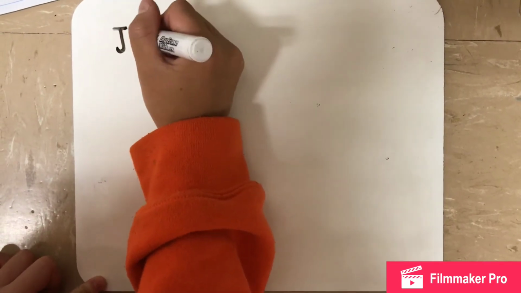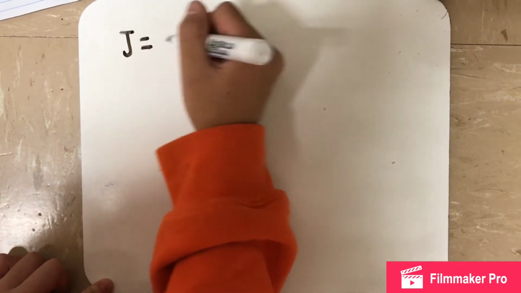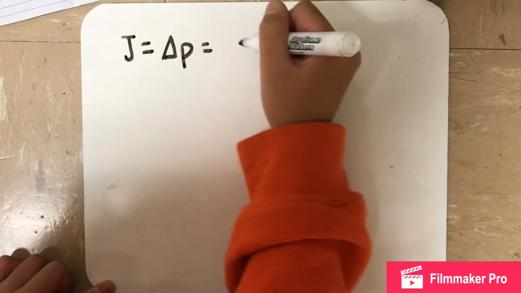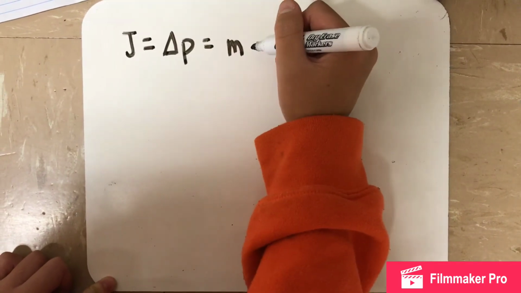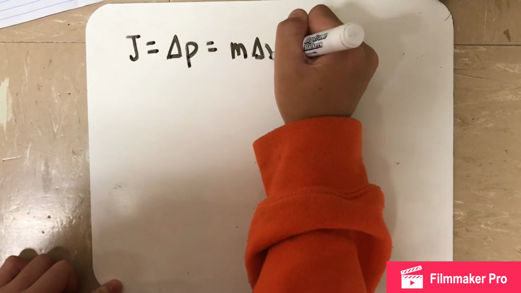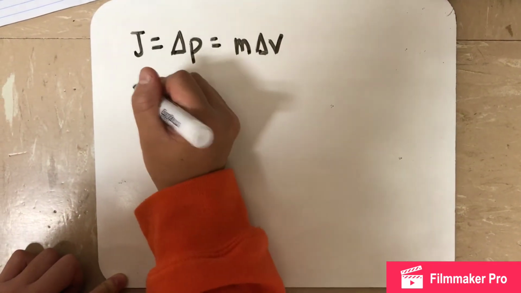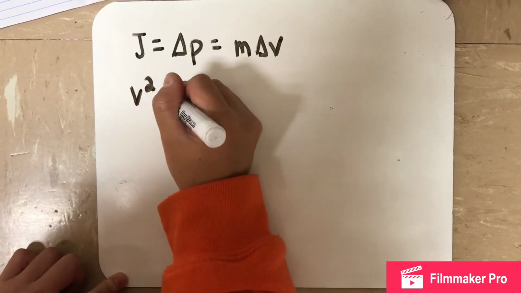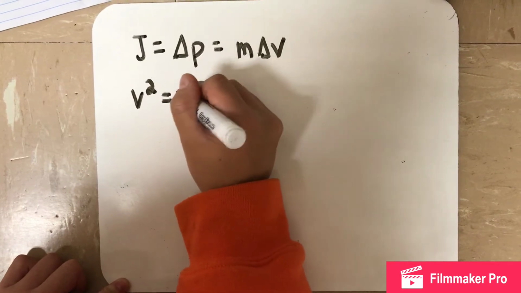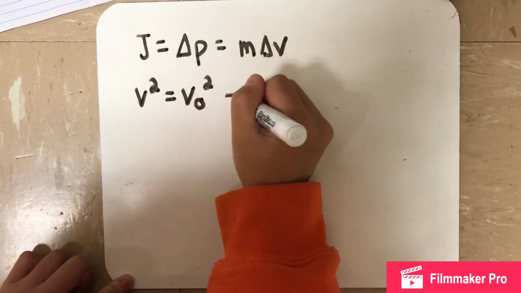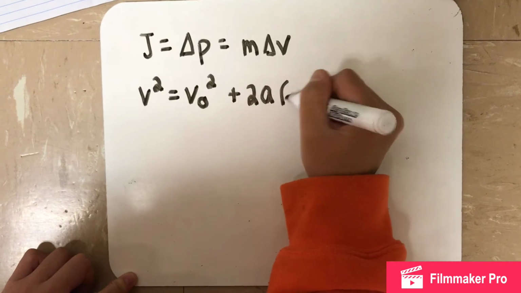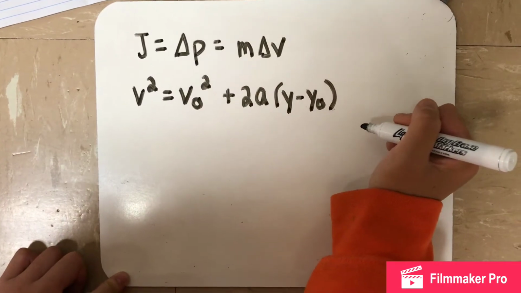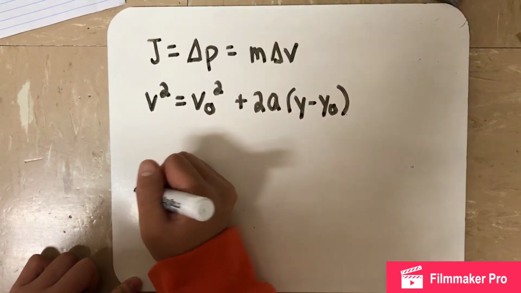So the equations we will be using are the one for impulse, which is represented by J, and that is the change in momentum. So it would be J equals delta P equals m delta v. The next equation we will be using is one of the kinematics equations: v final squared equals v initial squared plus 2a times (y final minus y initial), and we will be using this to solve for the velocity.